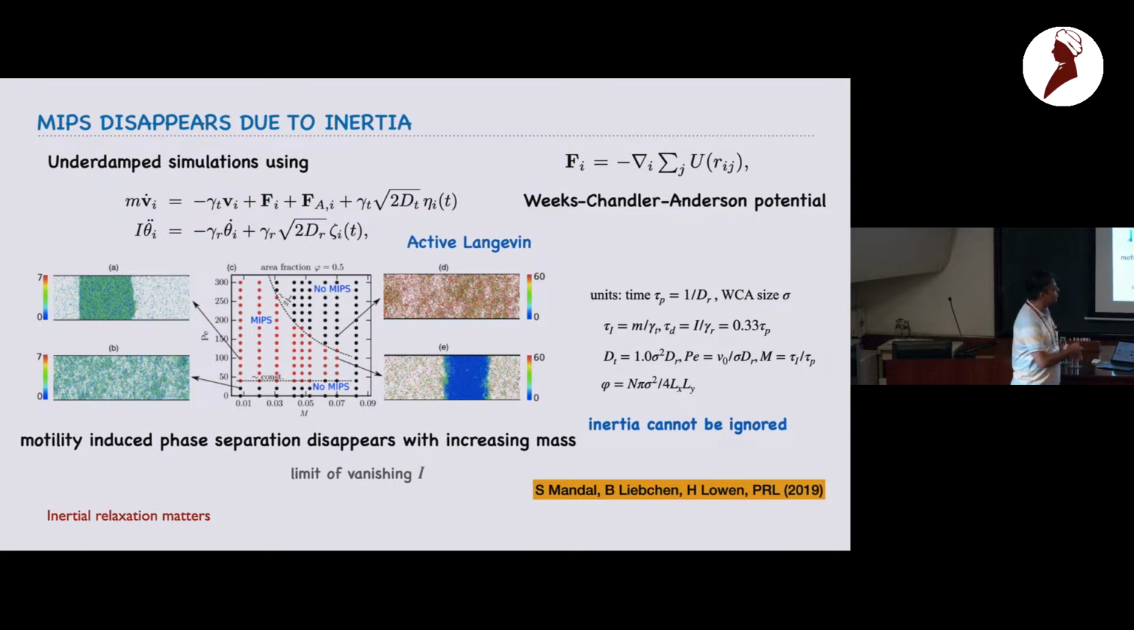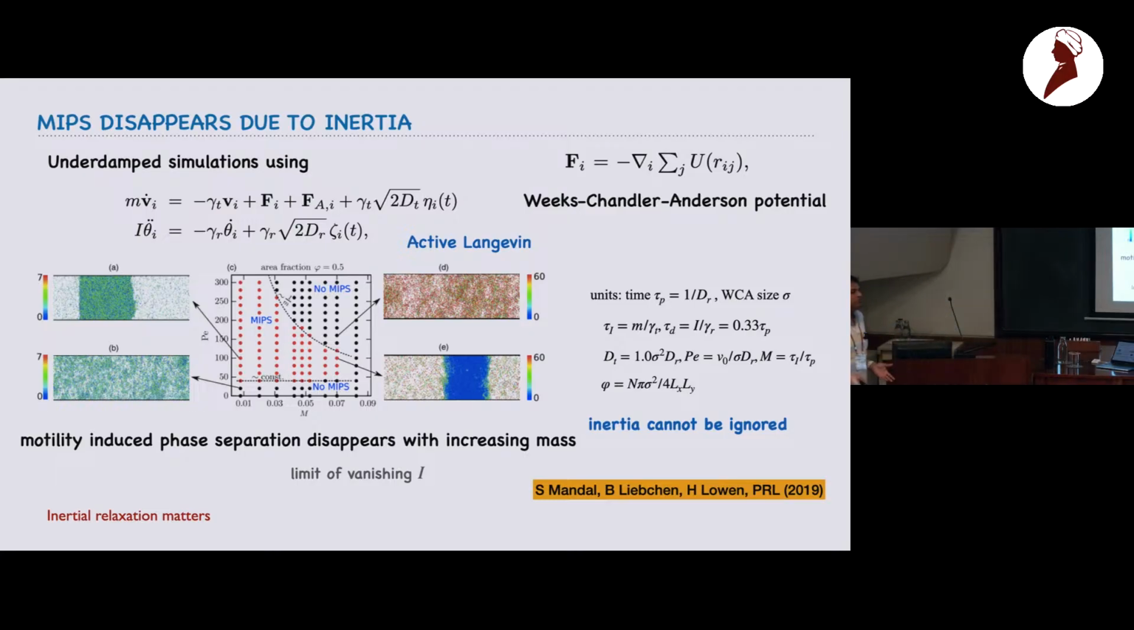And quantitatively, initially I said that if the inertial time scale is of the order of the persistence time, then of course we cannot ignore inertia. But this example shows you that even if the inertial time scale is one order of magnitude smaller than the persistence time, even then you lose that phase separation. And this phase separation was a steady state behavior. So it means that inertial impact is not only a transient behavior, it leaves an imprint on the steady state properties of the system.